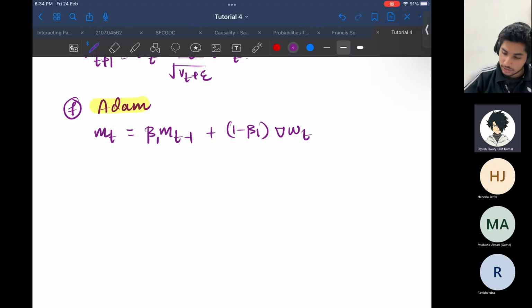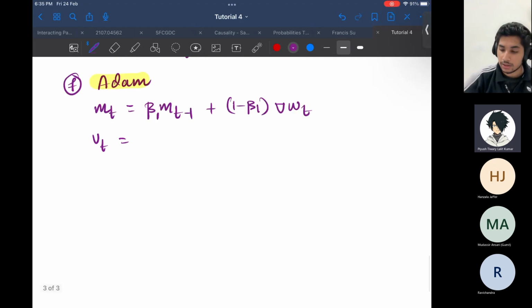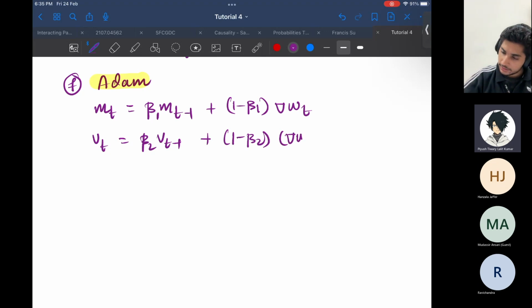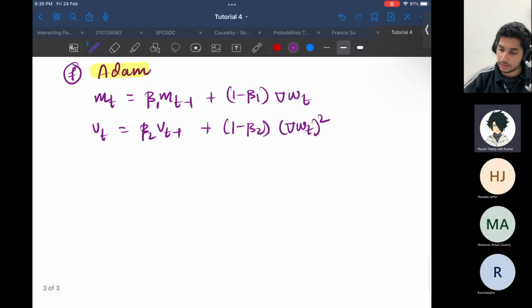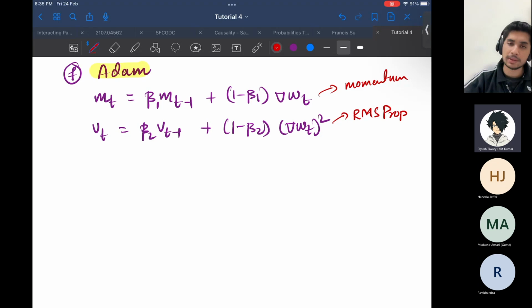Now I don't only want to update my gradients, I also want to update my learning rate. So you updated the learning rate as follows: you basically copied it from RMS prop, vt equals beta 2 times vt minus 1 plus 1 minus beta 2 times gradient with respect to wt whole square. Let me point out that this part is coming from momentum, and this part is coming from RMS prop. So you are clubbing the algorithms, nothing more.